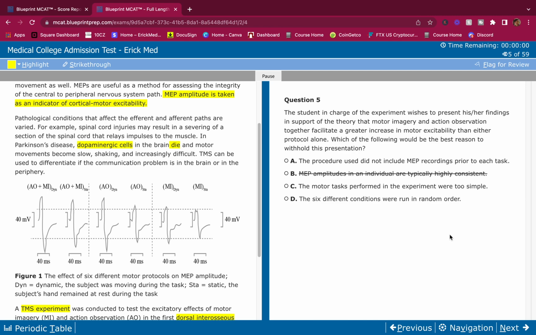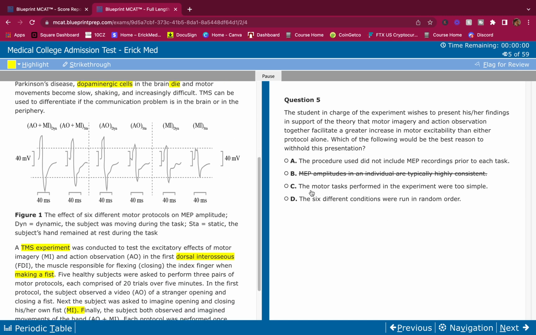Let's keep going. C, the motor tasks performed in the experiment were too simple. No, this is a lazy answer. That's how I view it. Also, you're giving a muscle cell a motor task. You're telling somebody to move and you're looking at the muscle depolarization, the MEP. A muscle's main job is to move. It's not too simple. So C is wrong.